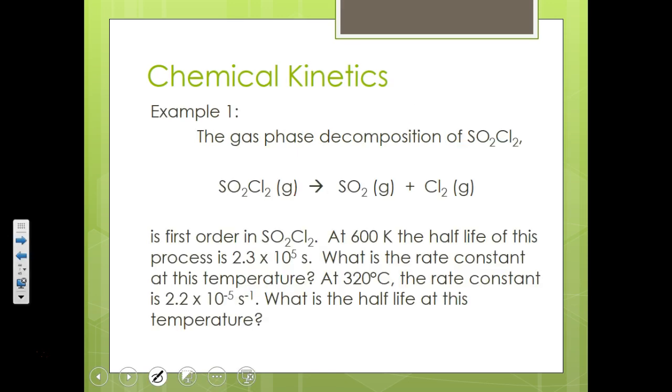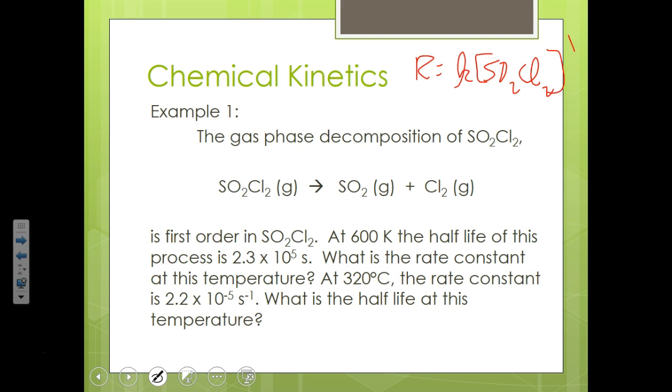Okay, and so here we have a gas phase decomposition. That's the reaction right here. And we know that it's first order. So that means that the rate law is rate equals k times the concentration of SO2Cl2 to the first power. And it gives a temperature. At that temperature, the half-life is that many seconds. What is the rate constant?